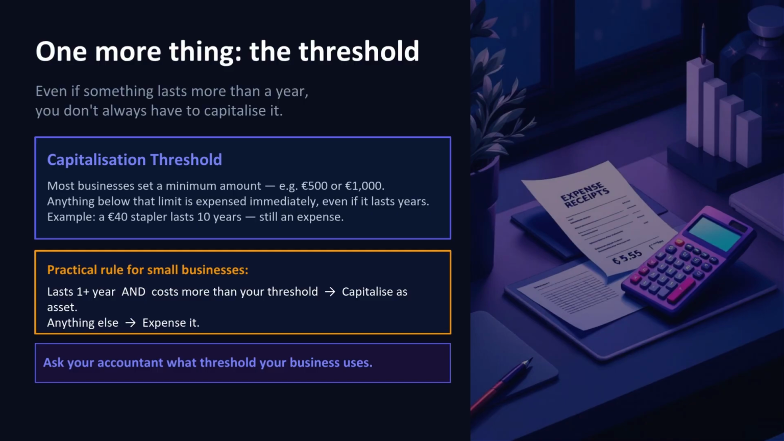A 40 euro stapler that lasts 10 years? Still an expense. Nobody's capitalizing a stapler. The practical rule: lasts more than a year and costs more than your threshold. Capitalize it. Anything else, expense it. Ask your accountant what threshold your business uses.